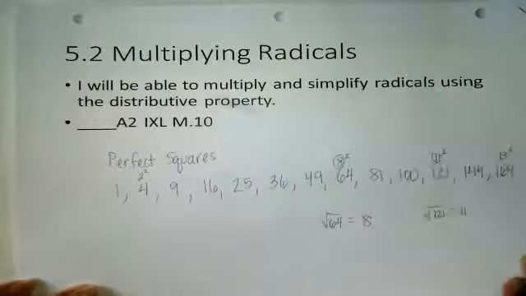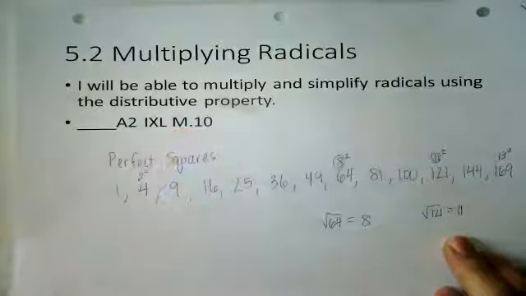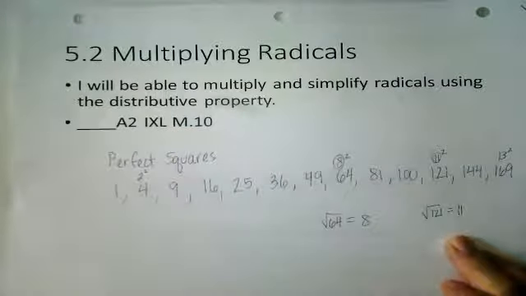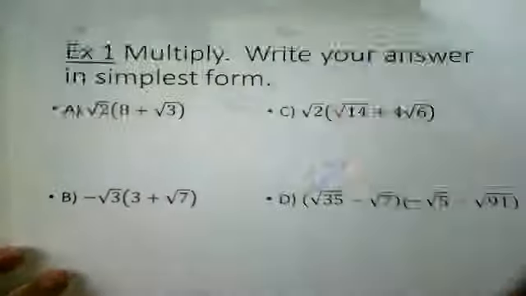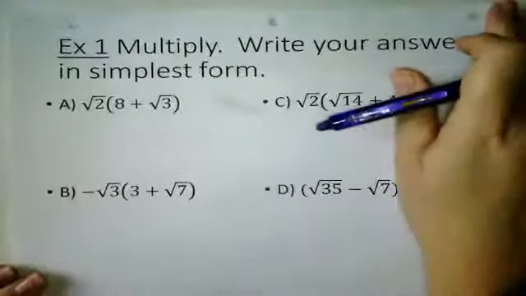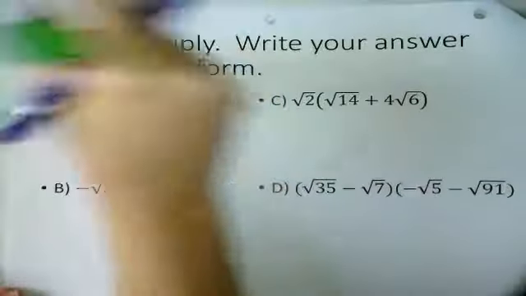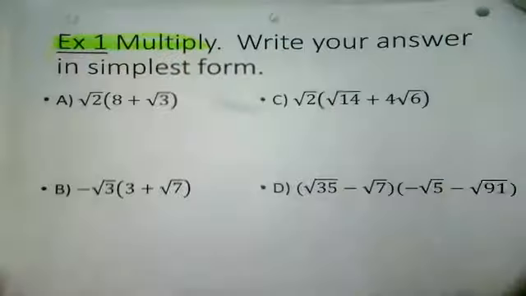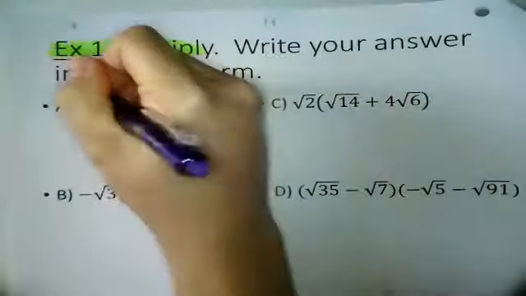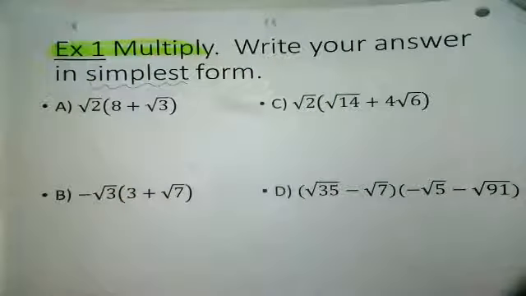Really cool. So we have IXL M10 today, and it is multiplying and simplifying. Kind of nice. Today is really short and sweet. So example 1, we are multiplying. Write your answer in simplest form. And this is the tricky part for IXL. It must be in the simplest form. So you have to look for those perfect squares.